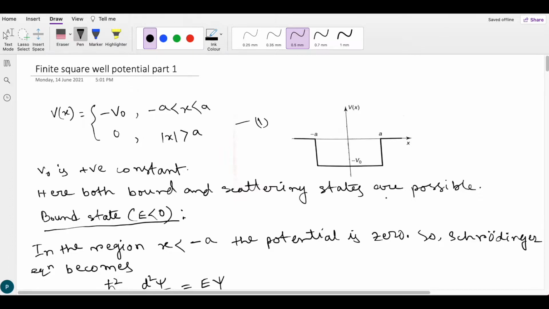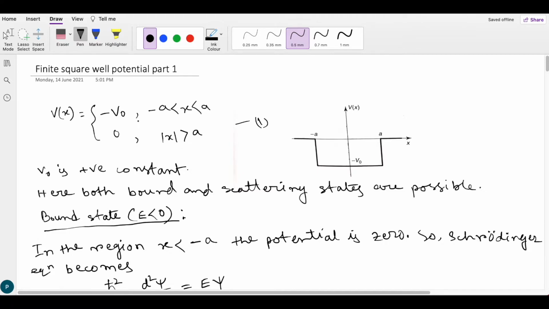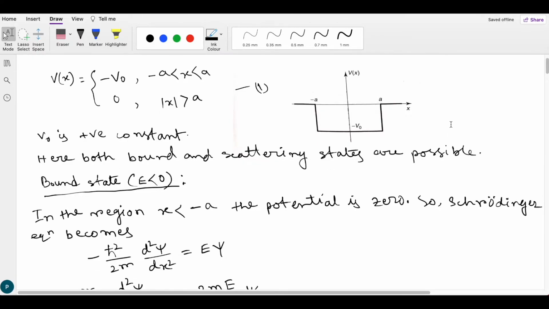So what is a square wave potential or finite square wave potential? Previously we have discussed the infinite square wave potential where the walls of the potential extend to infinity, but here we have a finite potential, that is, the value of the potential is minus V naught for a particular range, minus a to a, and 0 everywhere. This is the graphical representation of the potential. V naught is a positive constant.